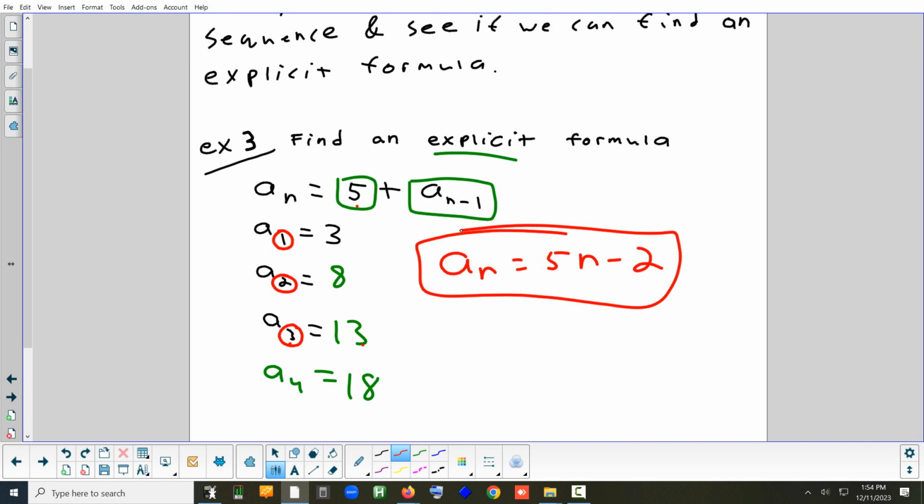So now if you wanted the 100th term, that's easy. What's 5 times 100? 500. And then minus 2. 498. There you go. The 100th term is 498.